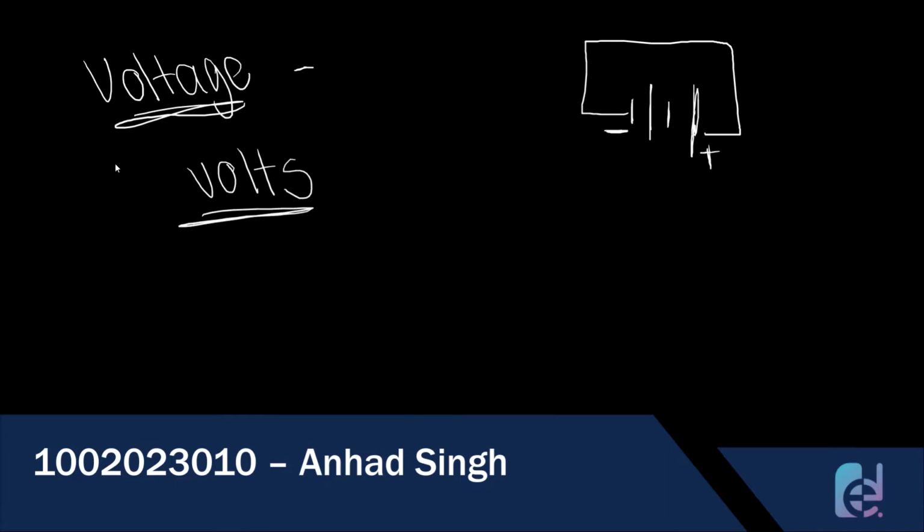And now the next term is voltage. So voltage is basically the potential difference we were talking about. Voltage is the potential difference between this end and that end. It basically just gives you the number of that potential difference. And so this voltage, this potential difference, is measured in volts. That's the unit, volts.